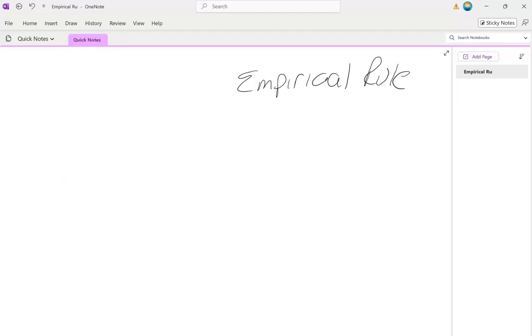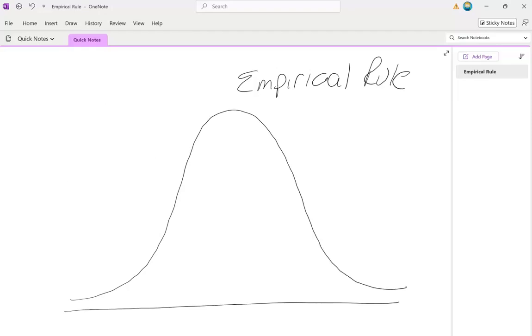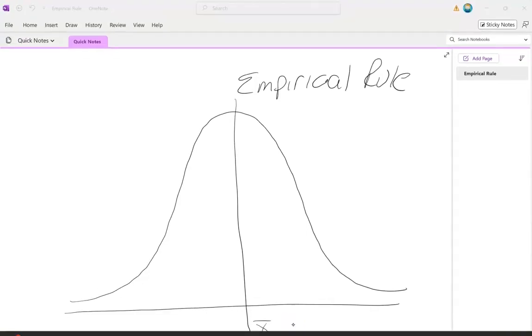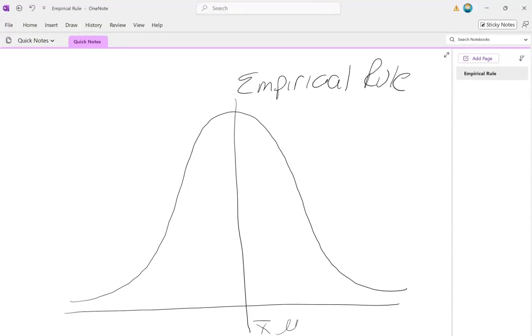So let's draw this a little bit bigger here. So here's my normal distribution. Here's my mean, right in the middle. And once again, this is also the median and the mode. So this is X bar if we're talking a sample. It's mu if it's the population. So the empirical rule tells us the percentage of data that we have within specified numbers of standard deviations.